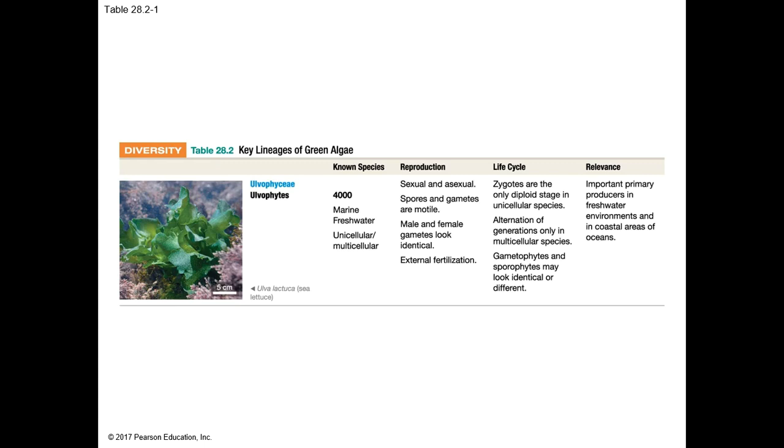Very important green algae in that respect, right? So the ones that you want to recognize are these ulvophytes. These ulvophytes are marine and freshwater. They reproduce both sexually and asexually, and they have a dormant winter stage. Many are diploid as zygotes, although some multicellular species do have that alternation of generations that we talked about. In terms of their relevance, they're primary producers in freshwater and coastal marine environments. We also use them for types of lettuce and stuff like that.